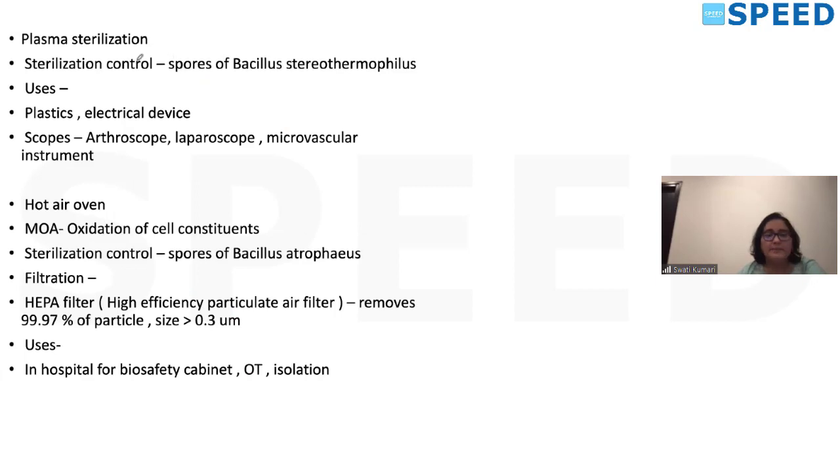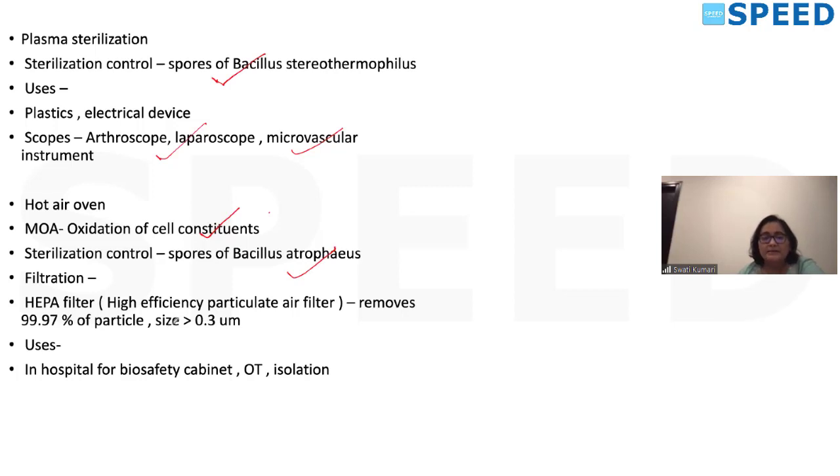Now you have plasma sterilization. Here also the sterilization control is spores of Bacillus stearothermophilus. We use it for scopes like your arthroscope, laparoscope, and microvascular instruments. Hot air oven, how does it act? By oxidation mechanism. Controls are spores of Bacillus atrophaeus.